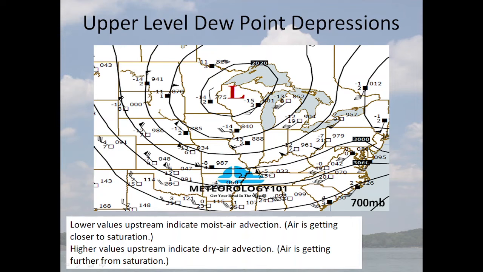As we look at upper level dew points, like I said, it's not a dew point temperature. If you look at the station plots, we have a negative 14 over eastern Iowa for that station, and then we have a dew point depression of 3. So we're going to have a minus 17. The difference between the temperature and the dew point is 3 degrees, and the dew point is always colder than the temperature. So we have minus 17 for the dew point.